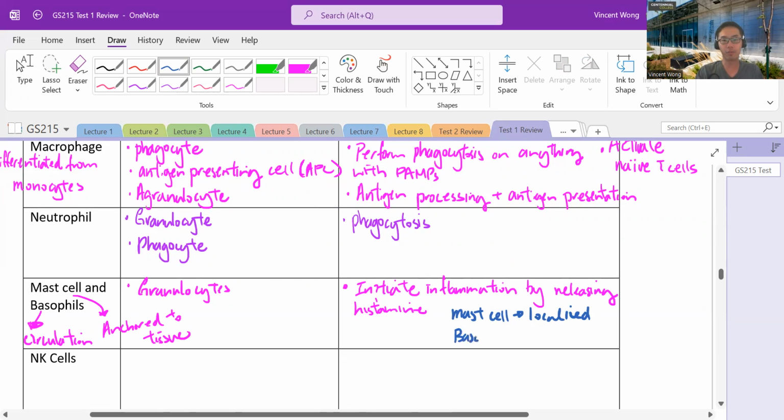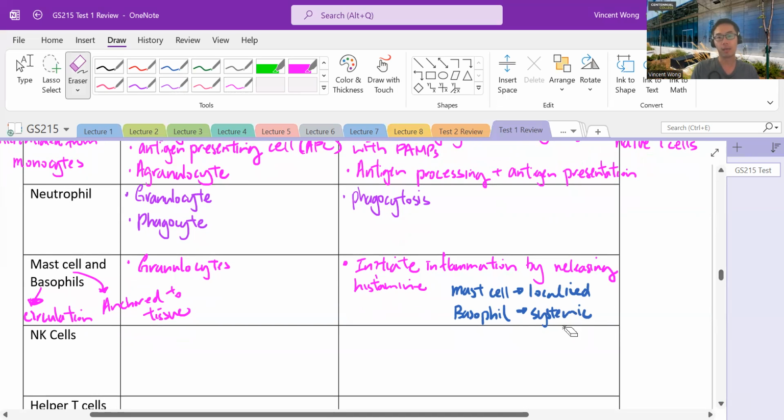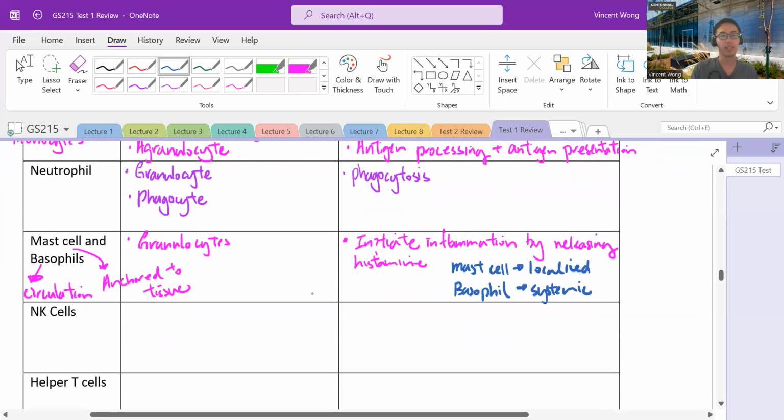And then basophil, that's more for systemic, right? We can have mild situations like allergies where it's not life-threatening. It's a nuisance though. And it could go all the way to things like peanut allergy, right? Then that would be very dangerous systemic inflammation.